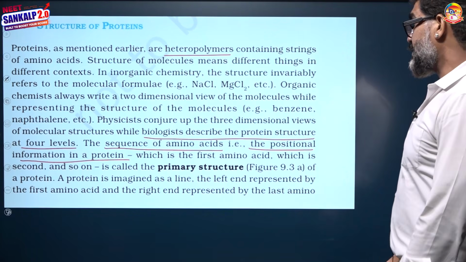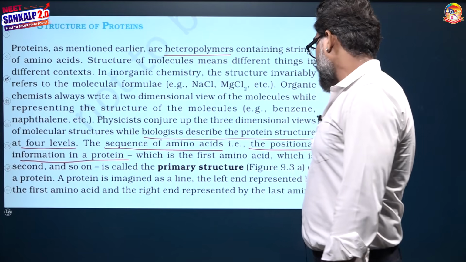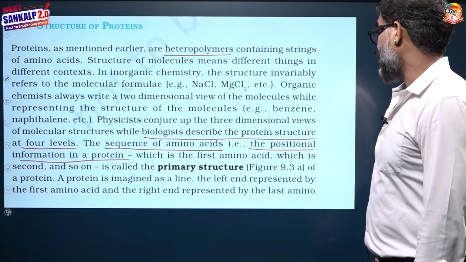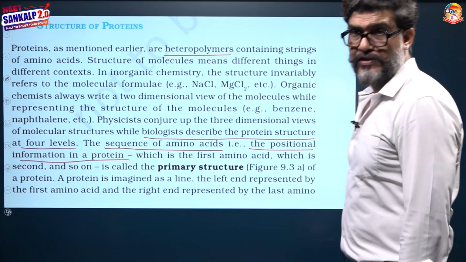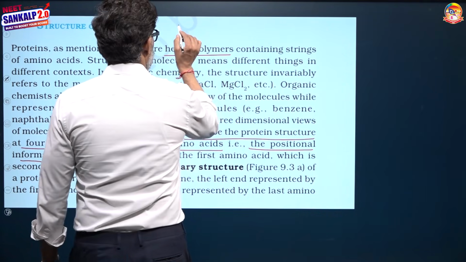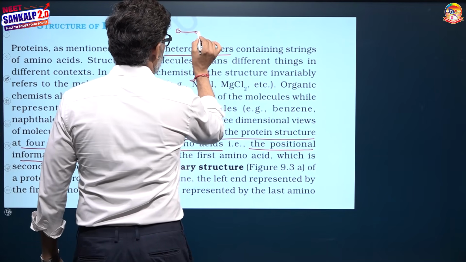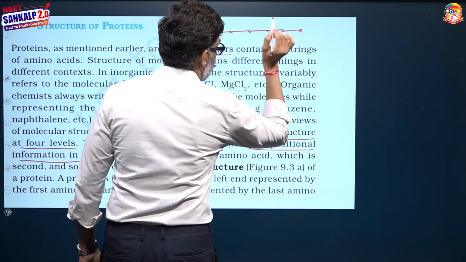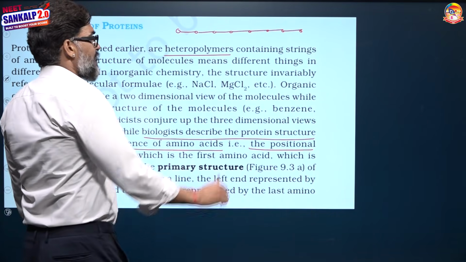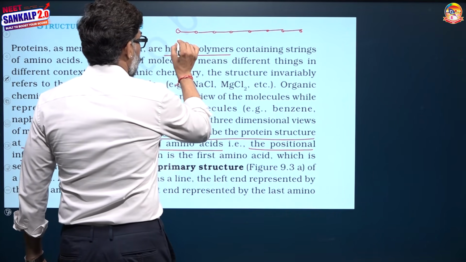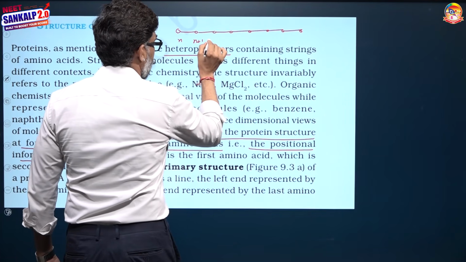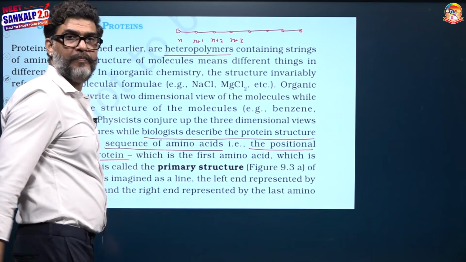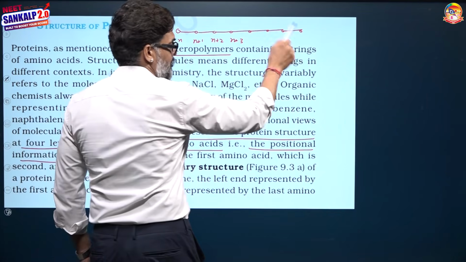A protein is imagined as a line, the left end represented by the first amino acid and the right end represented by the last amino acid. I can show likewise. Amino acid, amino acid, amino acid, amino acid. Suppose I start to count from here onwards. So this is n, this is n plus 1, this is n plus 2, this is n plus 3, likewise. This is the first amino acid, this is the last amino acid.